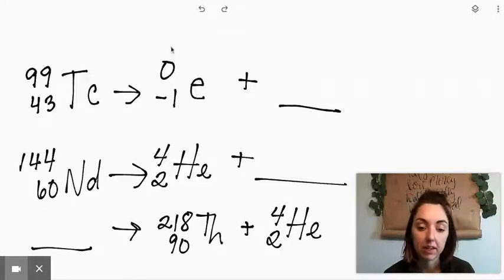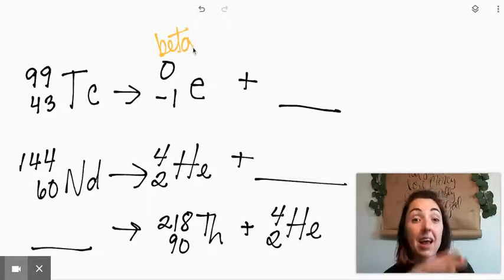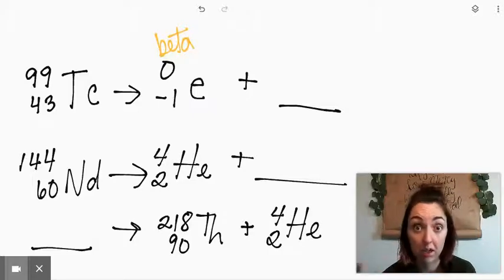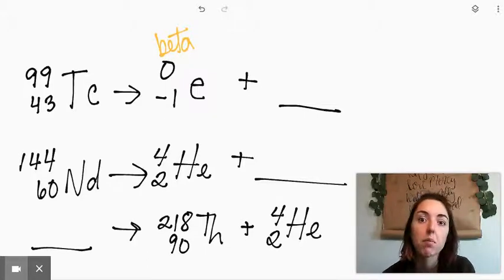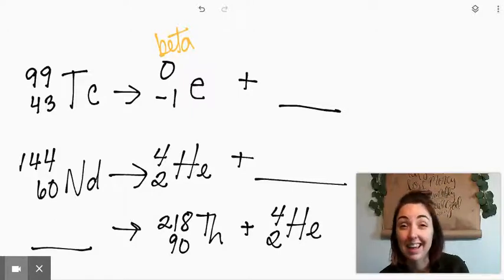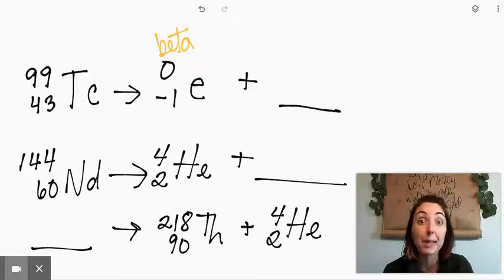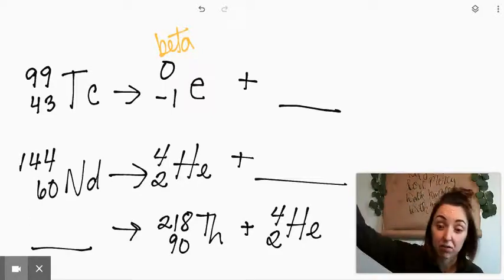Let's look at this one here. This one is beta decay, and I can tell that because I am losing an electron in my equation. And notice that I have this -1 atomic number, which is weird because you're like, how can I have a -1 proton? But remember what's happening here is a neutron breaks apart into a proton and an electron, and the electron shoots off.